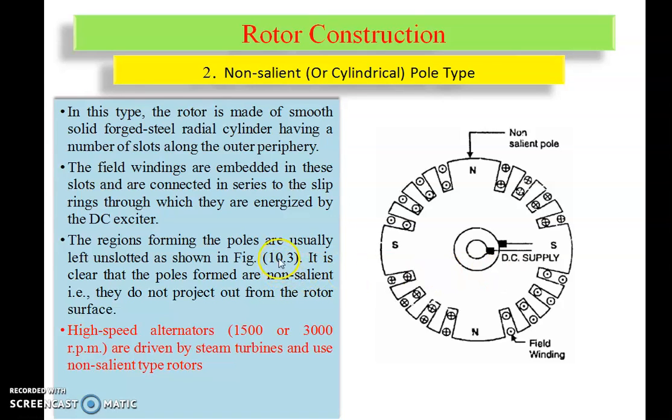The regions forming the poles are usually left unslotted as shown in the figure. It is clear that the poles formed are non-salient, that is, they do not project out from the rotor surface.